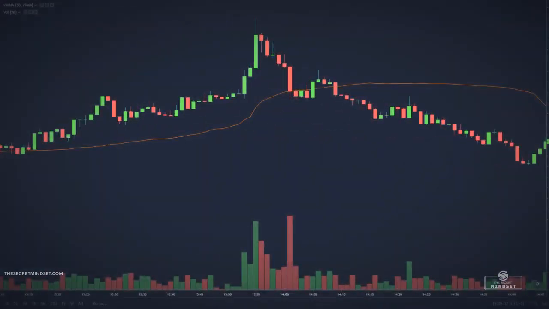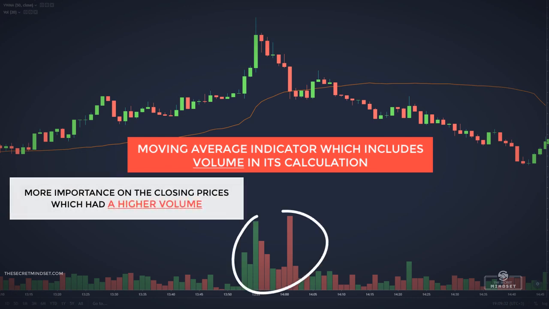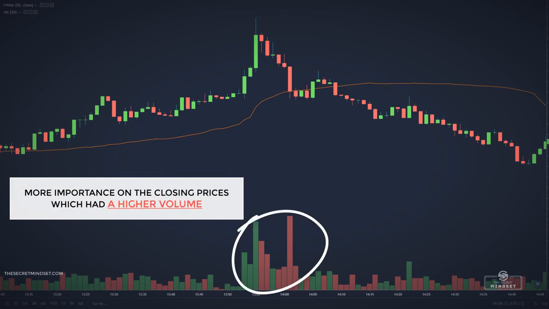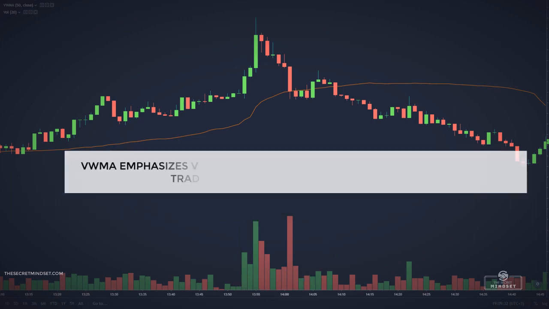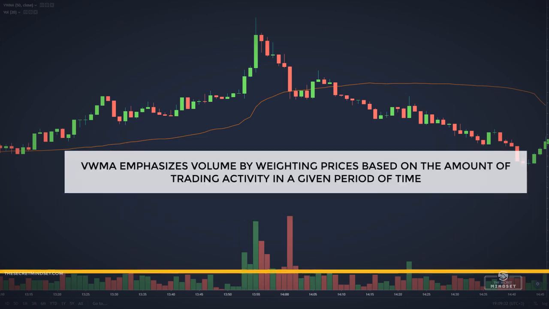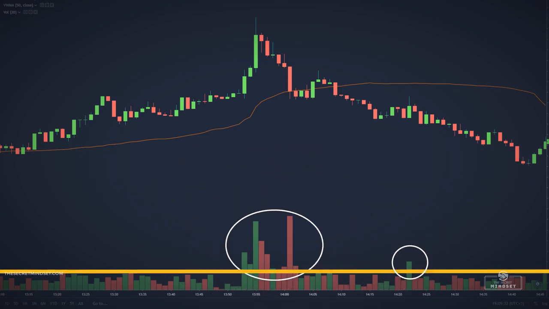The volume-weighted moving average is a moving average indicator which includes volume in its calculation. This moving average places more importance on the closing prices which had a higher volume. It incorporates not only the last number of periods of prices into its calculation, but also the average volume during those periods. The volume-weighted moving average emphasizes volume by weighting prices based on the amount of trading activity in a given period of time. Prices with heavy trading activity get more weight than prices with light trading activity.